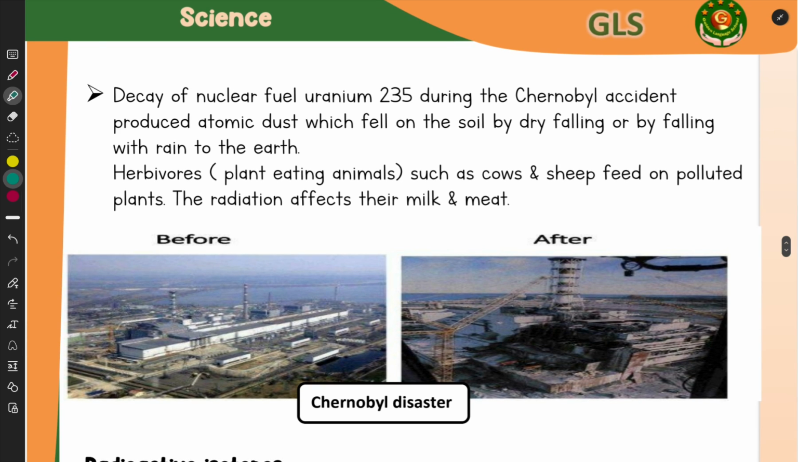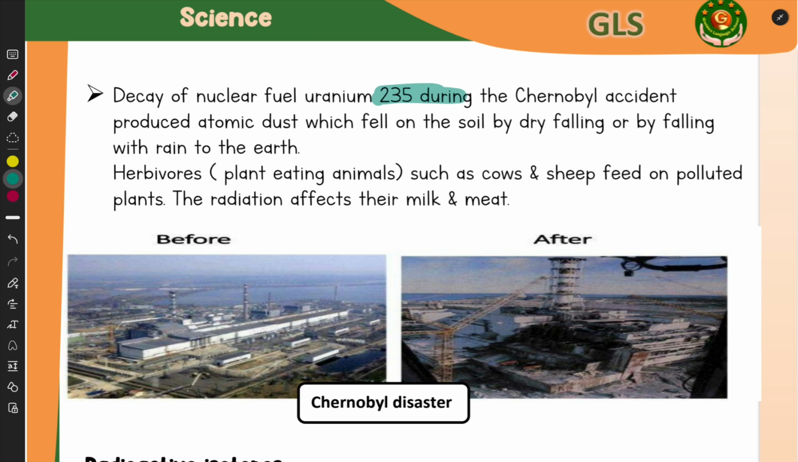Okay. The decay of nuclear fuel uranium-235 during the Chernobyl accident produced atomic dust, which fell on the soil by dry falling or by falling with the rain to the earth.